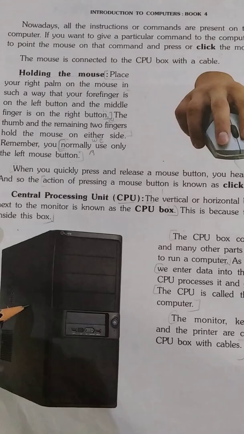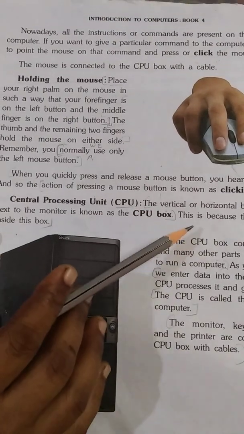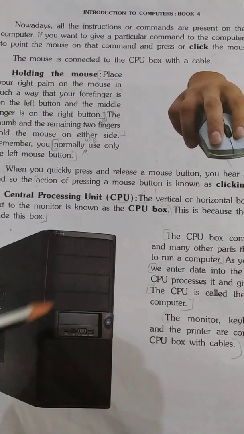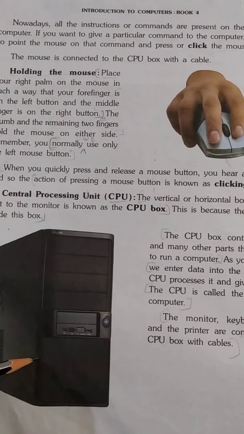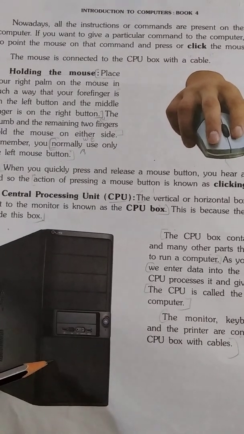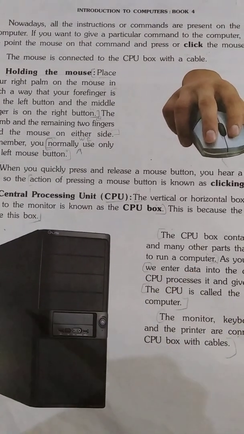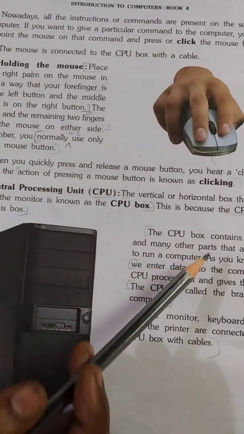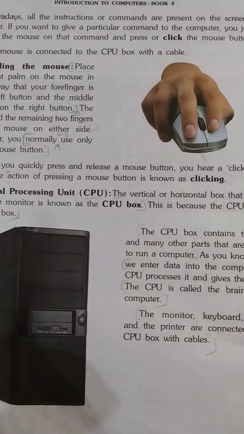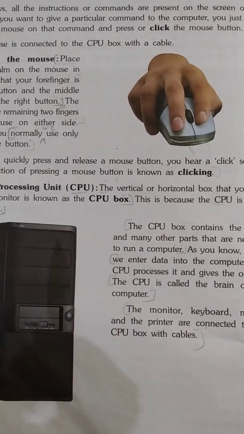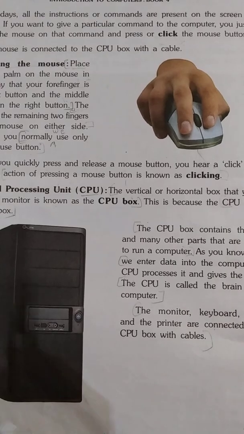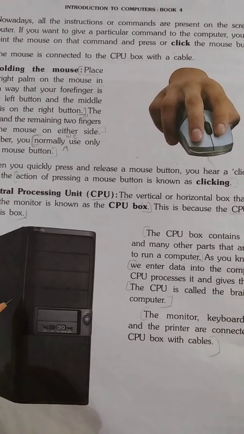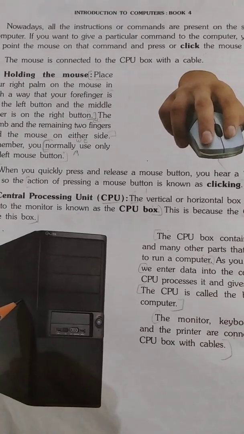Why is this called a CPU box? Because the CPU is fixed inside this box. Whatever processing work is done is done with the help of this box, which means the CPU is fixed inside it, and that helps you in the processing. Now this CPU box contains many other parts that are needed to run the computer. So inside there are many hardware things fixed.